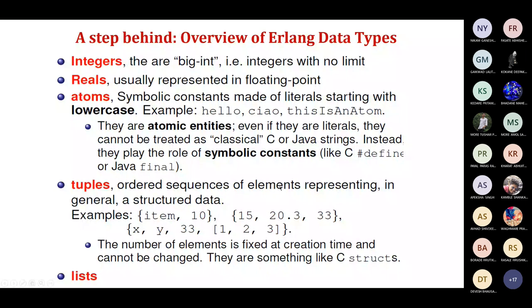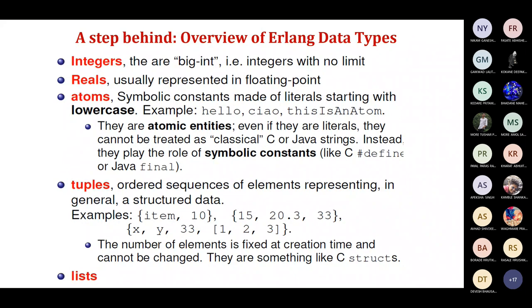Tuples are ordered sequences of elements representing structured data. Tuples are in curly braces. We have seen that. It could be strings, integers, float values, any combination. It's a mixed type. The number of elements is fixed at creation time and cannot be changed. So keep this in mind. These are something like C structs. If you have used structs in C, the number of elements is fixed, determined at creation time. And finally, we have list.